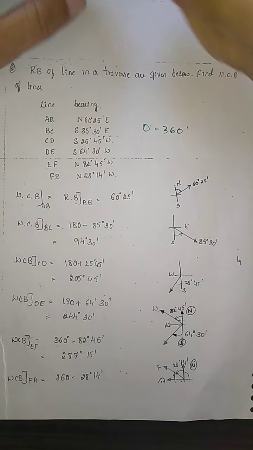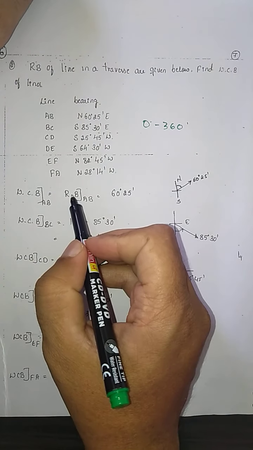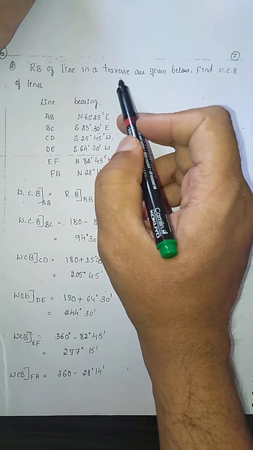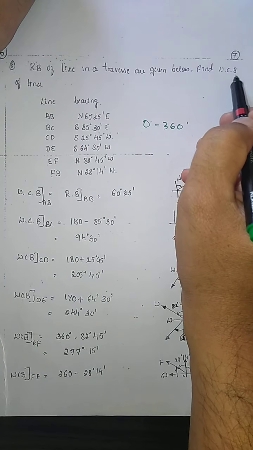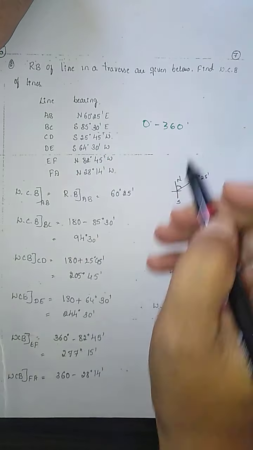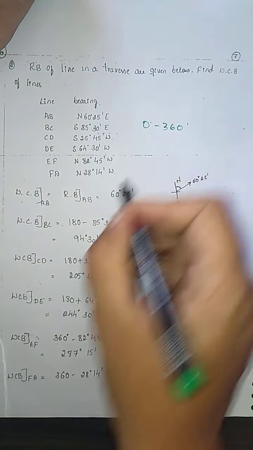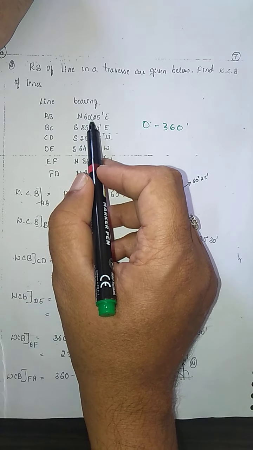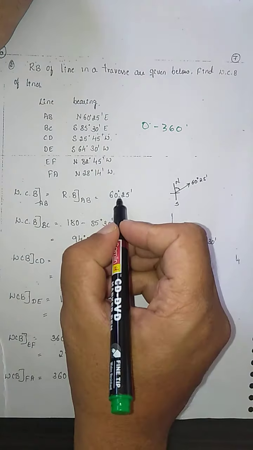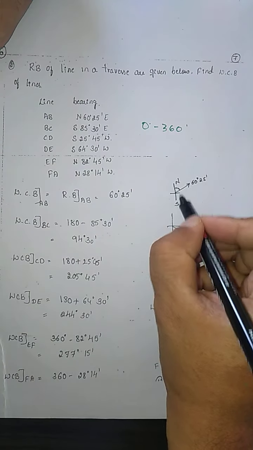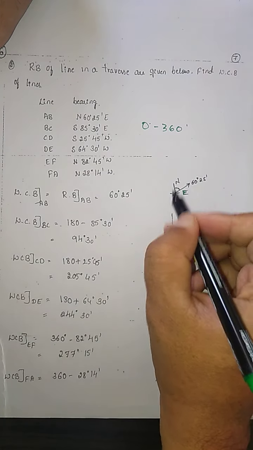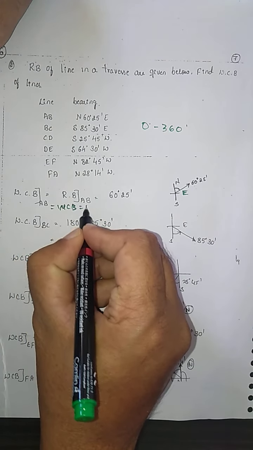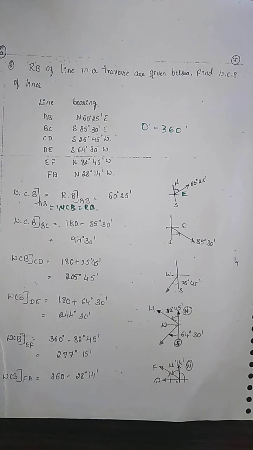Okay, now your formula is to convert from reduced bearing to the whole circle bearing system. The reduced bearings of lines in a traverse are given below. Find the whole circle bearings of the lines. The first one, AB, has the bearing of north 60 degree 25 minutes east. Since it is in the northeast, it falls under the first quadrant, and the formula is WCB equal to RB.